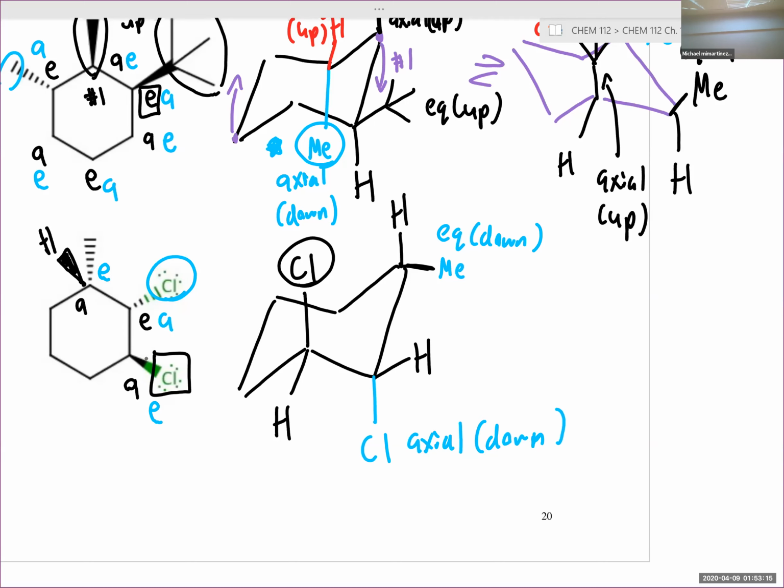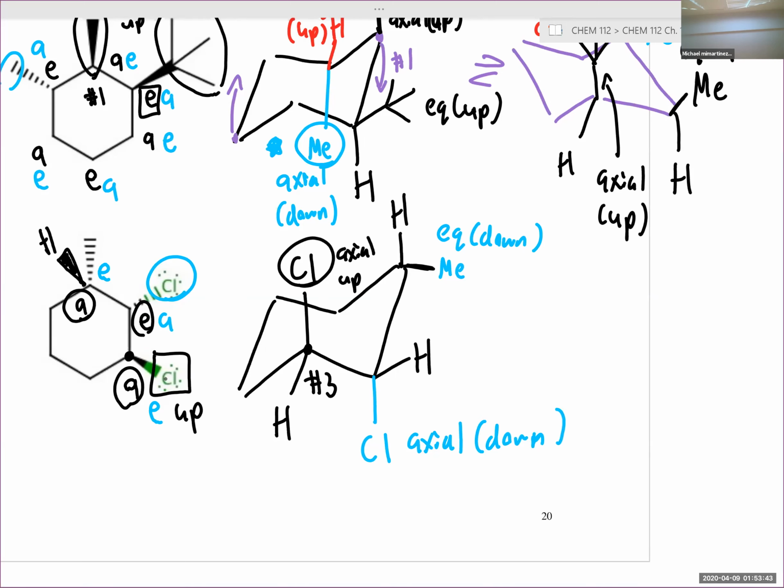The second chlorine right here has a wedge, which tells us the chlorine's up. At carbon number 3, the up position is axial, so this chlorine is axial up. Also using our counting method, axial, equatorial, axial, we see clearly that the second chlorine would be in the axial position. Essentially the axial position is the position pointing up at carbon number 3. Does that make sense? Okay, perfect. So I'm going to quickly show you the ring flip.